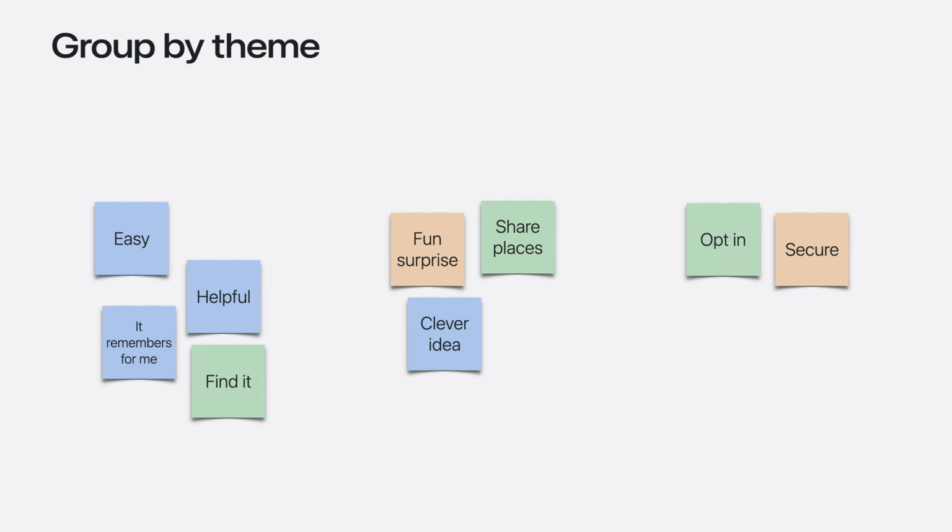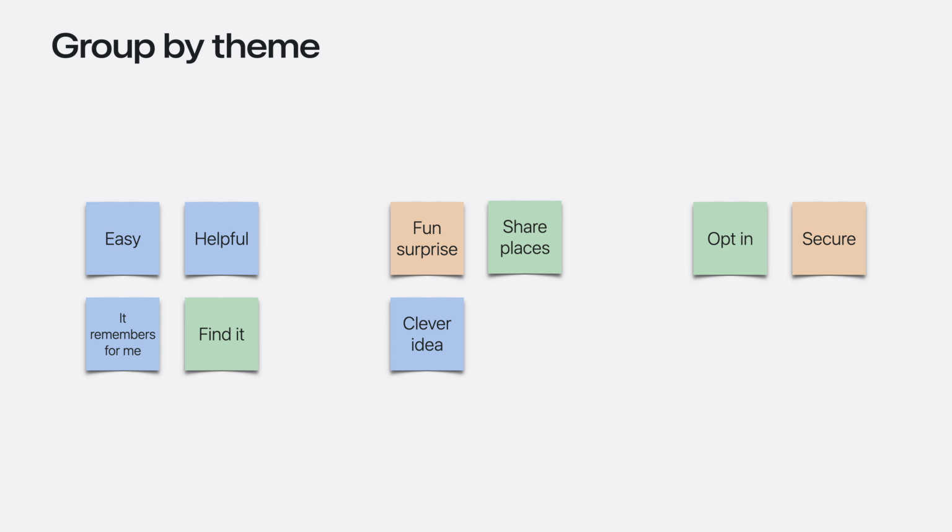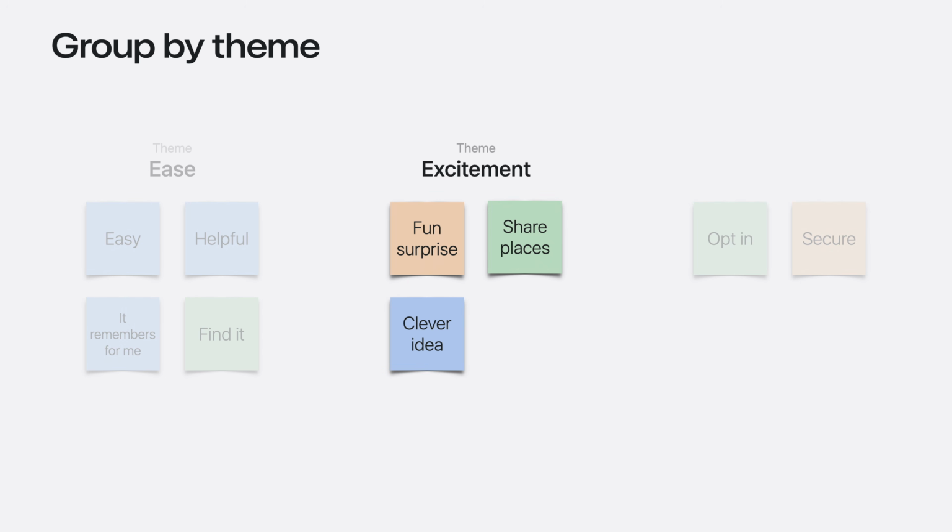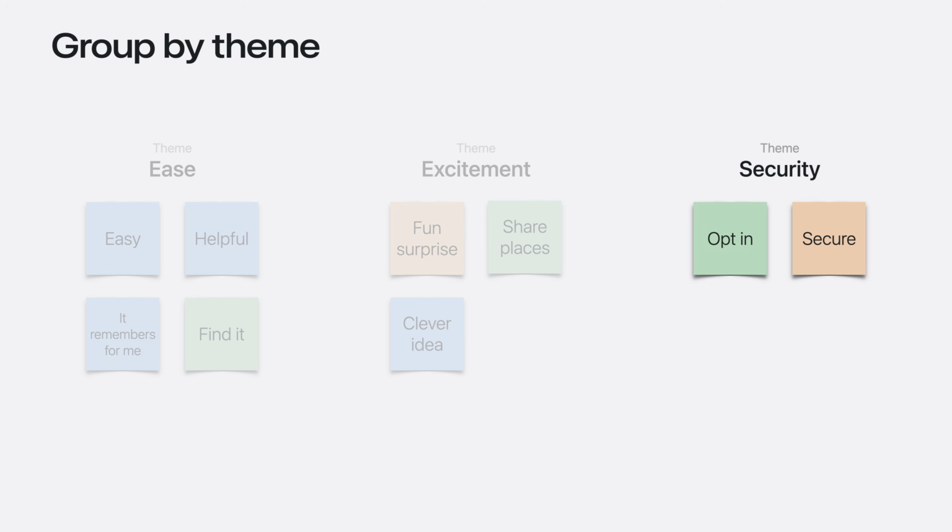Once all the ideas are down, step back. You'll start to notice things repeating, different words pointing to the same feeling. That's when you start to group them by theme. For visited places, a few themes came up. Ease, finding what you're looking for without effort. Excitement, the fun surprise of rediscovering a place you loved. And security, because this feature was built with privacy in mind, that has to come through.